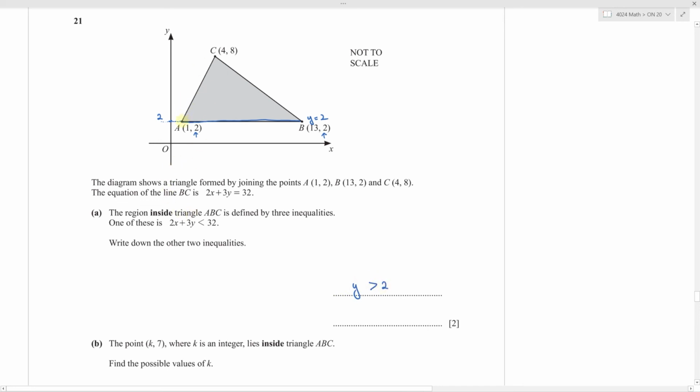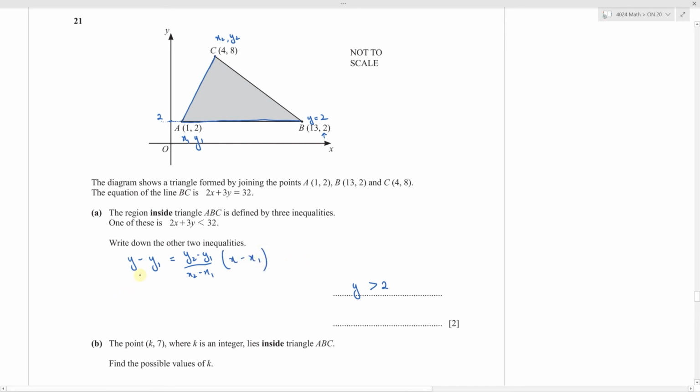And the other line is this line AC, and we have to find the equation of this line. So we know the 2 points on this line are A and C. So I can call the coordinates of A as x1 and y1, and let's call these x2 and y2. To find the equation of this line, I can use the formula y minus y1 equals the gradient, which is y2 minus y1 over x2 minus x1, multiplied by x minus x1.